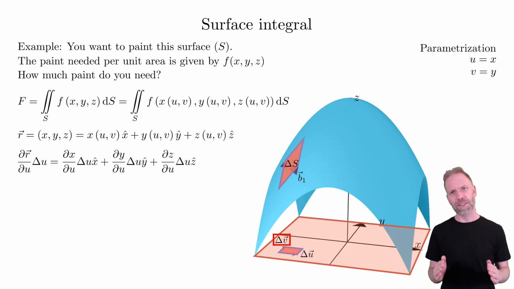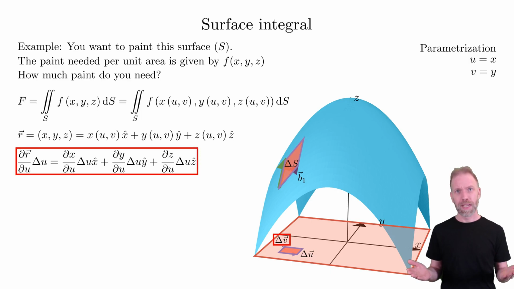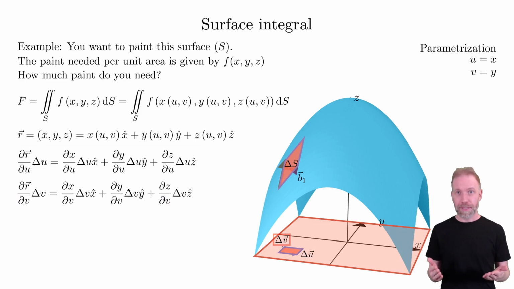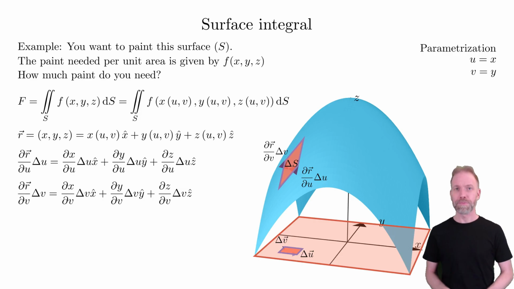Moving to the second vector, when we take a small step in the v direction, this will follow the same pattern. All we need to do is replace the derivative to be with respect to v and multiply with delta v. This means that our two vectors on the surface are dr/du delta u and dr/dv delta v. The next question is, how do we calculate the area once we have two vectors for the sides of a parallelogram?